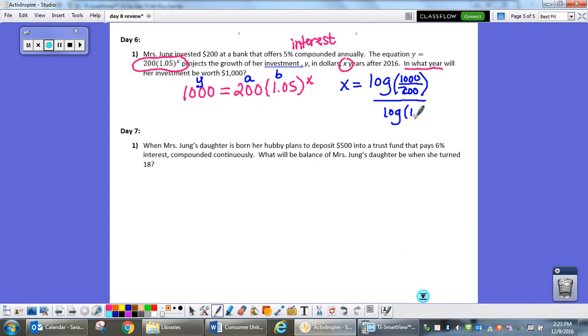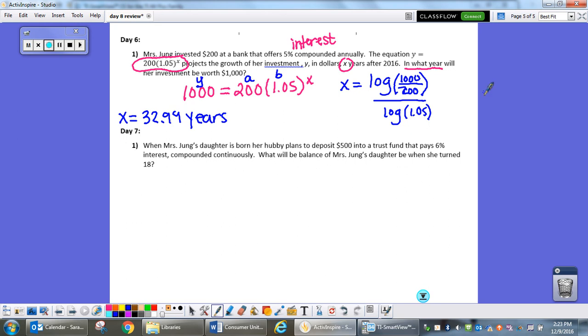Awkward silence again. And of course, you probably won't get a nice number, but I believe you get 32.99. So, in 32.99 years, her investment will be worth $1,000.